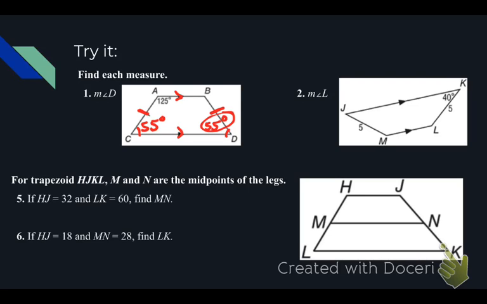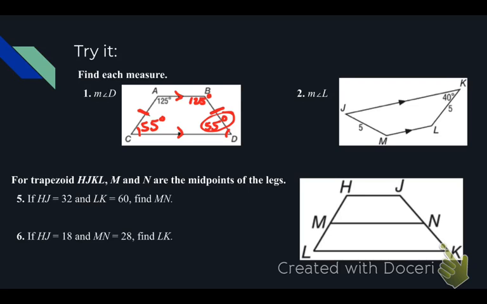You could also use the fact that all four angles in any quadrilateral add up to 360 and get it that way. A and B are also congruent angles, so this is 125 up here. You could get it that way as well. Okay. Number two, measure of angle L.